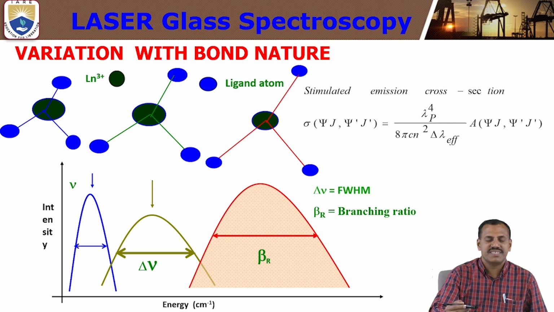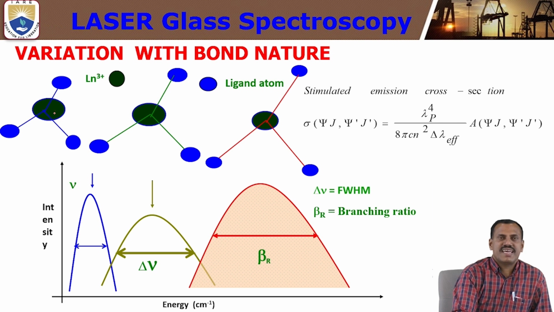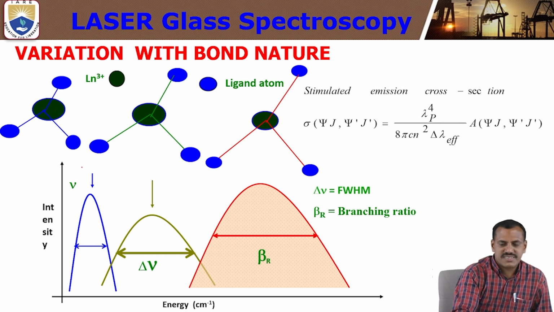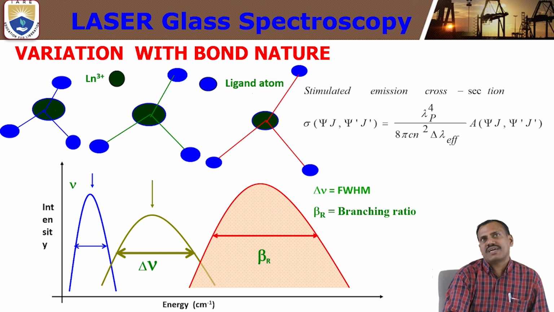How does the structural or bond nature really come about whenever glass host material is doped with lanthanide ions? See here, this green color shows the lanthanide ions. Inside there are the oxides, so the lanthanide 3+ ion is surrounded by oxide. This is a ligand atom, blue color is a ligand atom. Each and every ligand is nothing but a negatively charged particle surrounded by a positive cation.